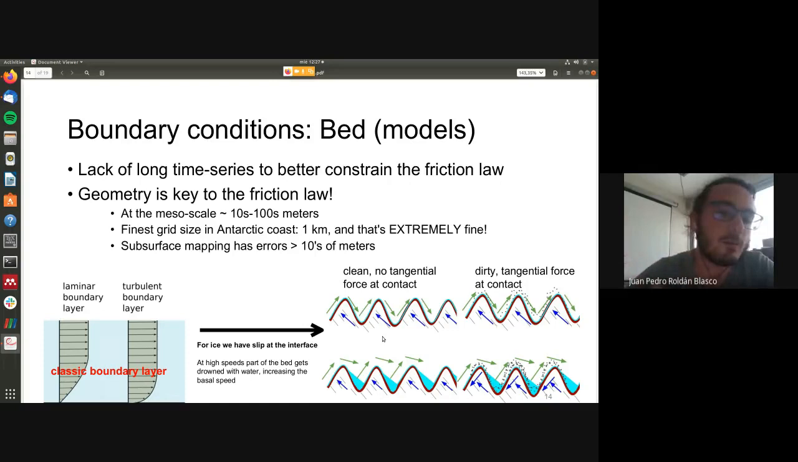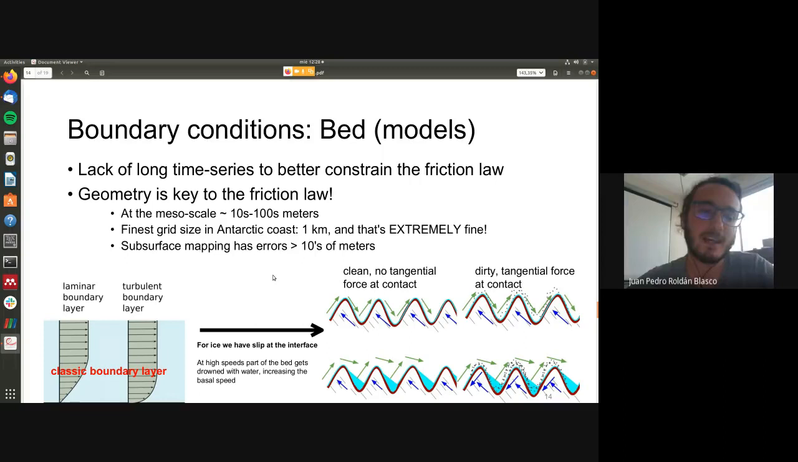And since this whole process is regulated by the geometry, which is something that happens between tens and hundreds of meters, and the geometry that we usually get with the satellite data isn't that good. It's usually over this scale. The finest data we have in Antarctica, for instance, is on the coast, about 1 kilometer. And of course, this is not enough. This is already over the size in which we expect this process to happen.